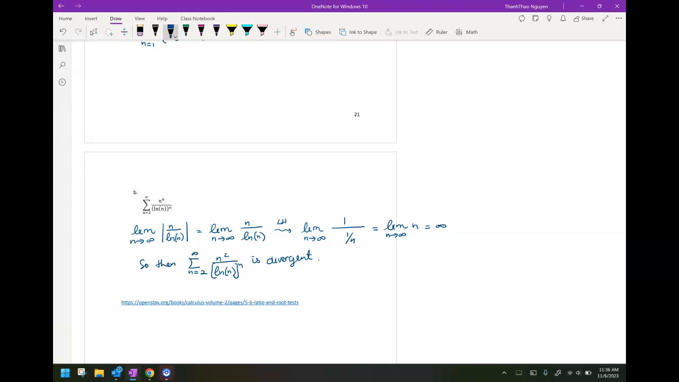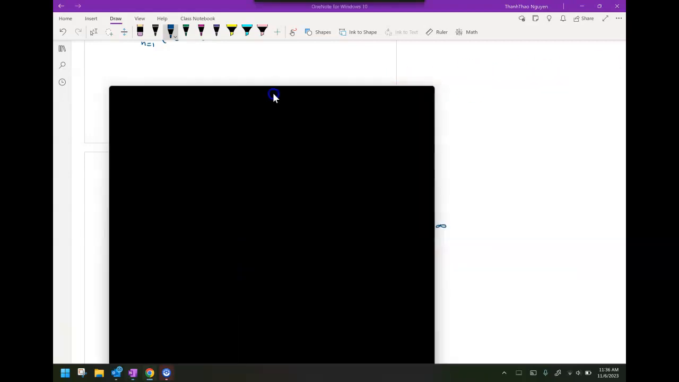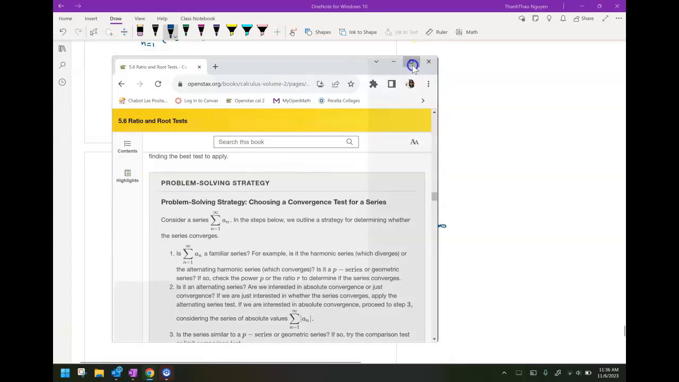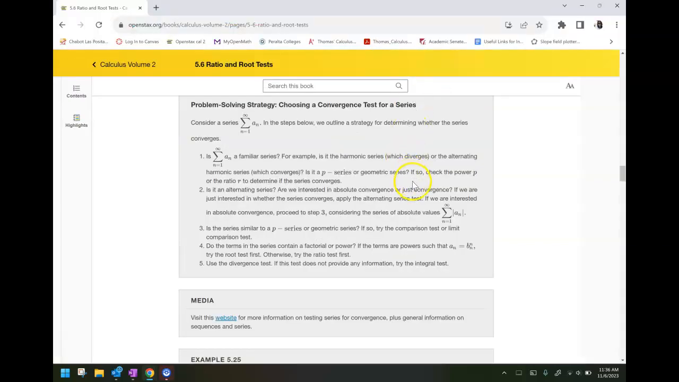So we have gone over several tests for convergence and divergence. How do we know when to use which test? Okay. So let's take a look at your book. Here's some strategy for choosing a convergence or divergence test for a series. We follow the steps below.